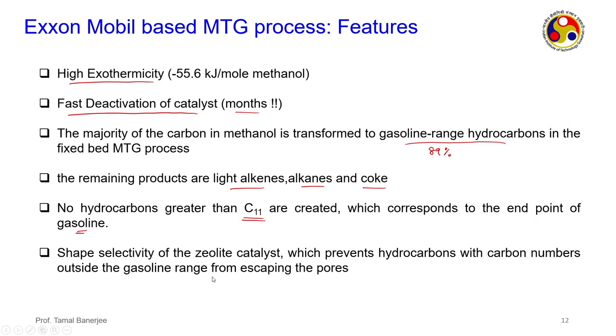So how does it do it? Because of this shape selectivity of the ZSM-5 catalyst, it does not allow the longer chain hydrocarbon to pass through. It will only allow the short chain to react and pass through. That is why it is highly selective, because of the shape.